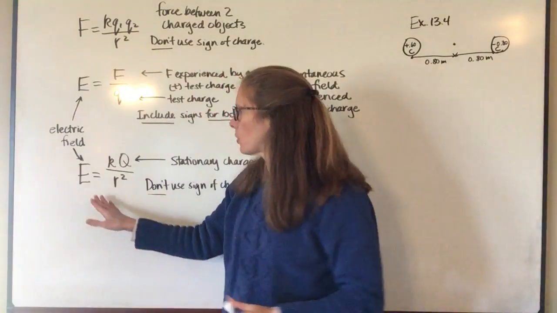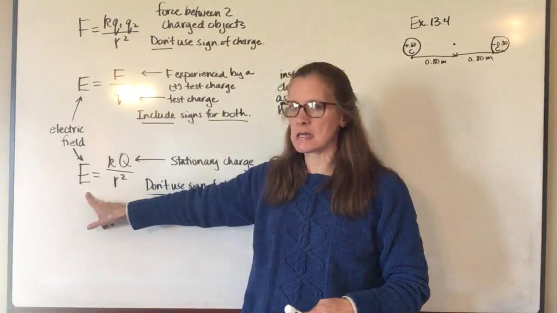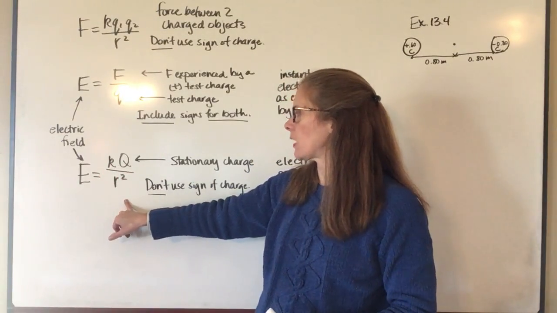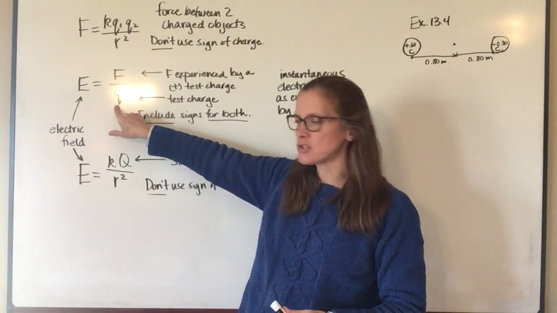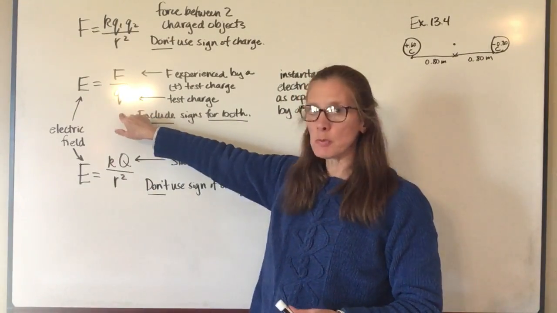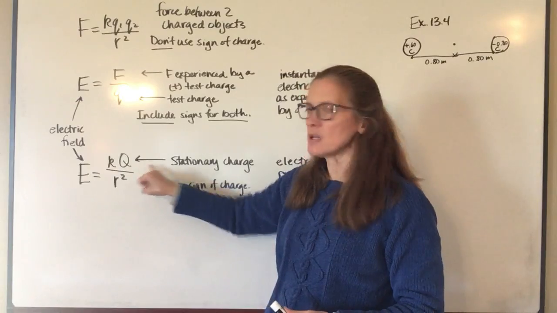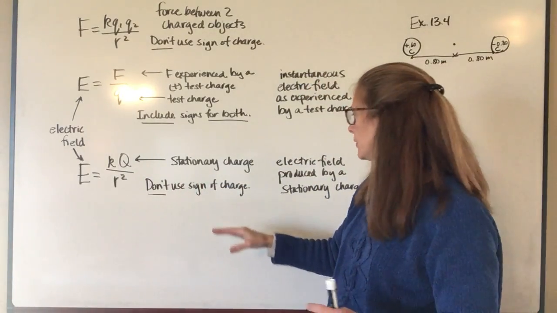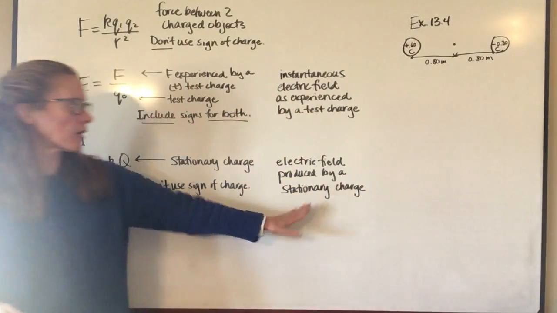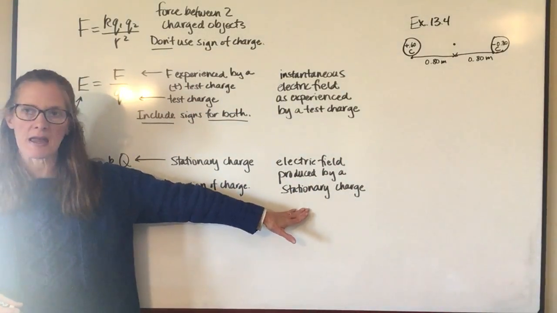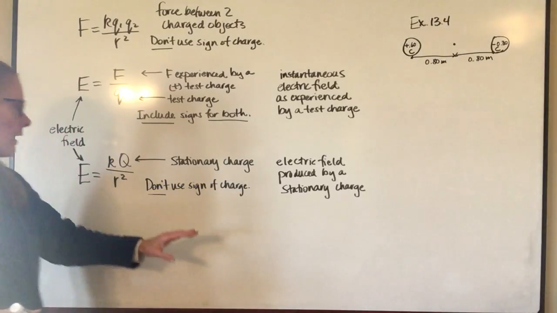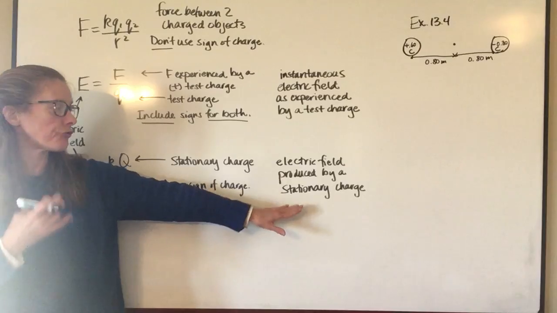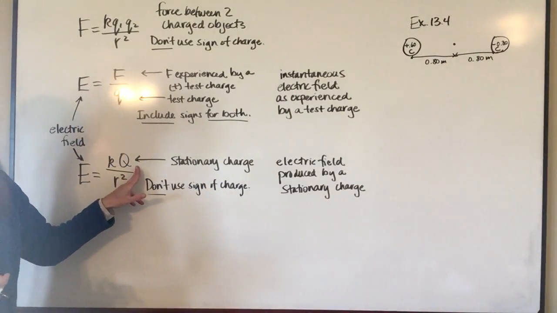Now, this other equation, same E, but this one is K capital Q over R squared. So this little q is the test charge, and it's going to be movable, but this big Q is a stationary charge, and it's the one that's doing the creating of the field. So again, this is the electric field that's being produced by a stationary charge. And I'm going to be able to calculate that electric field at some distance from that stationary charge Q.